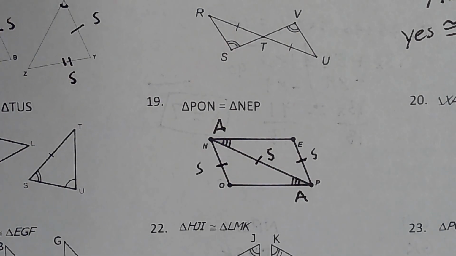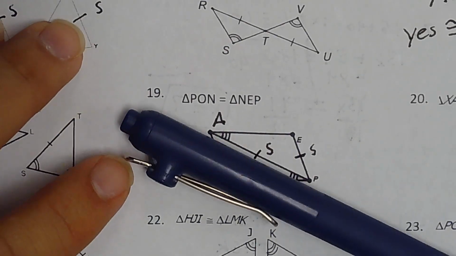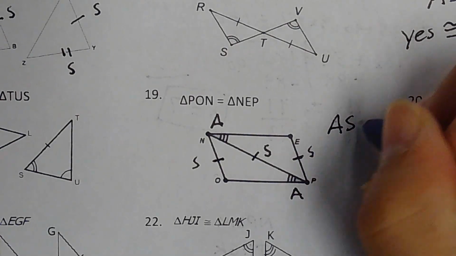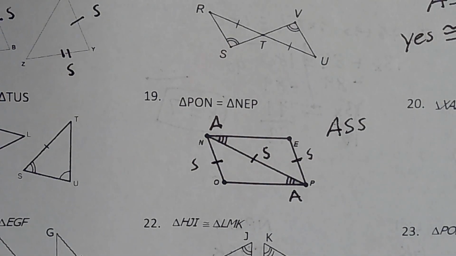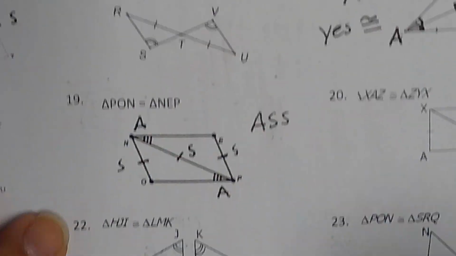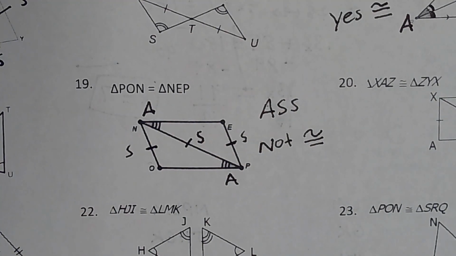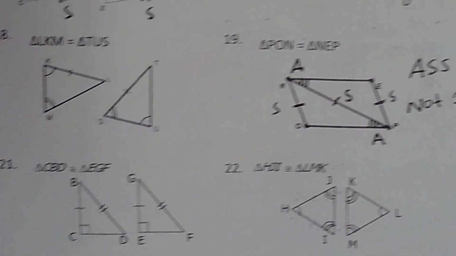So then, if I look at just one triangle, only one of them, what is this called? ASS. Now, if it makes you chuckle again, is this congruent? No, it is not one of my lists. Therefore, we put not congruent. Any questions? Okay, going on to 21.